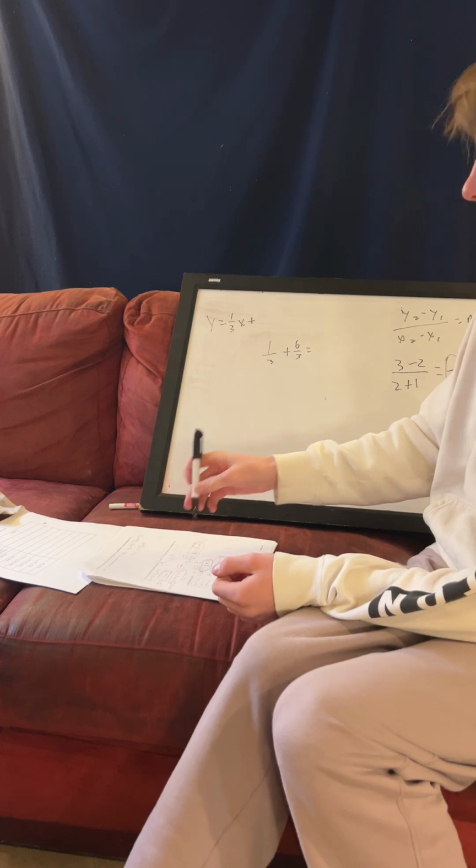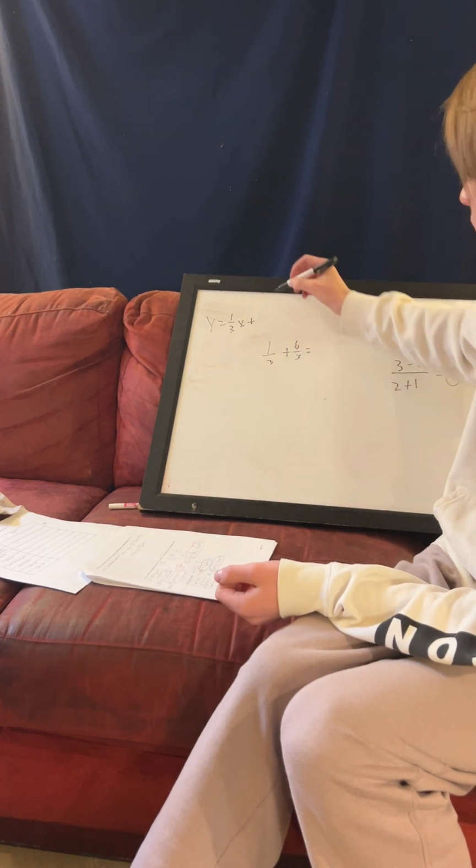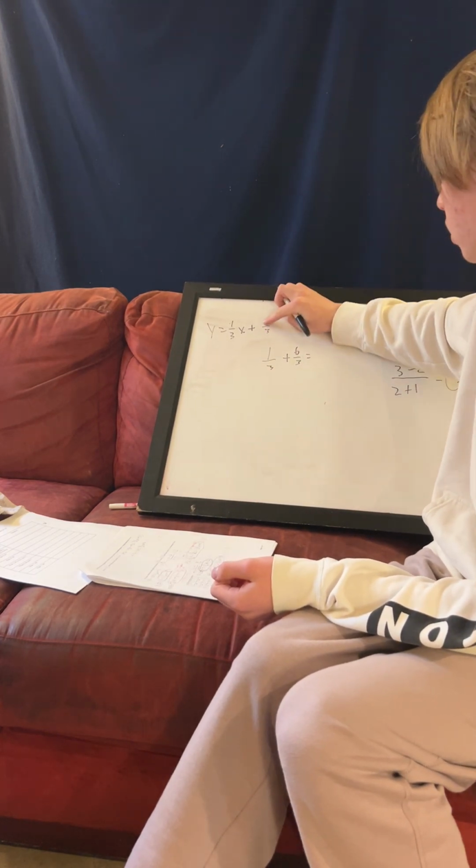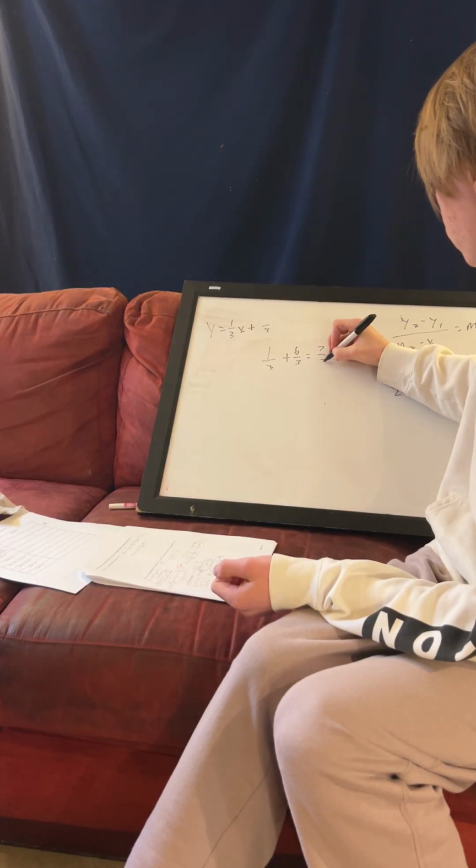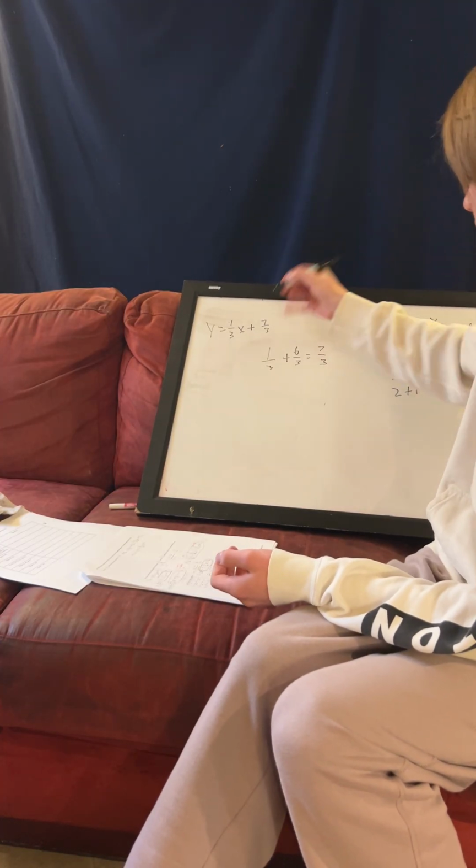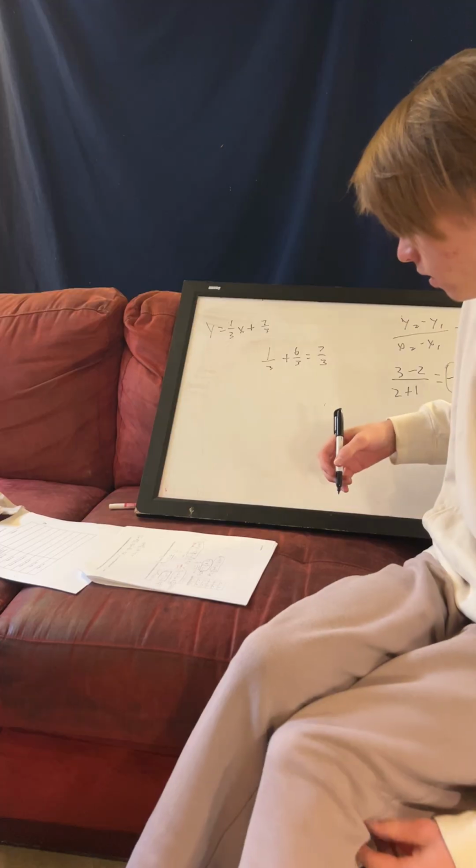Now, I got this part wrong. I thought it was a minus, so I put a 5 over 3 here. That's wrong. So this will be 7 over 3, and that is correct. So I got a 1.5 off for that.